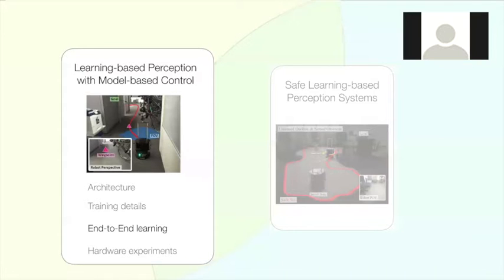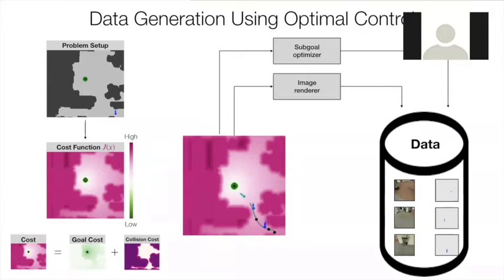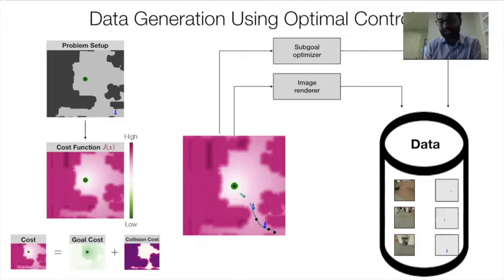So I have a quick question. Yeah, sure. Why did you use the collision cost instead of a hard constraint on the position of the robot? That's a very good point, Shreyas. So actually, we can do that.